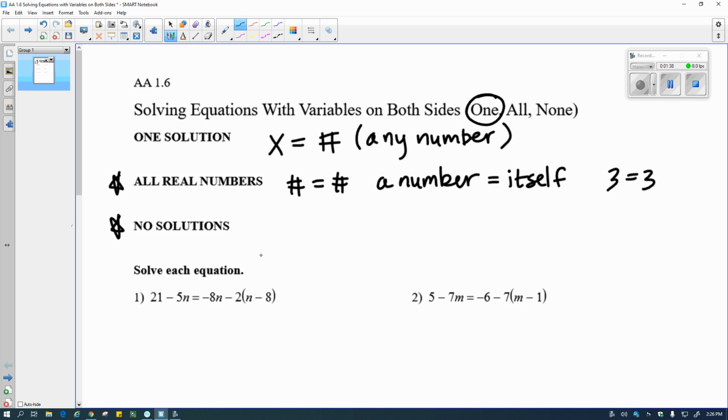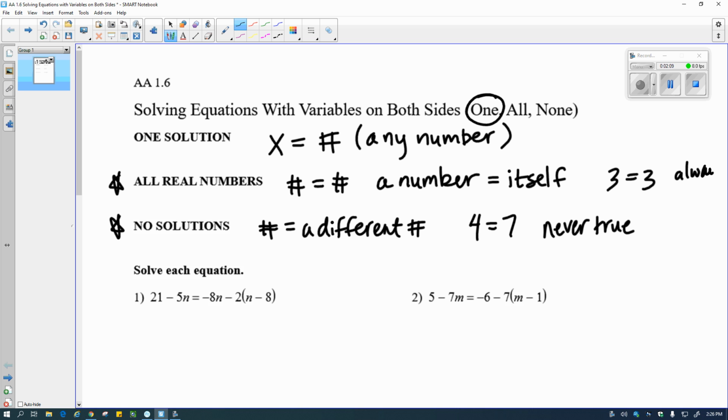Another situation that you can get is a number equals a different number. Something that is never true. So, for example, maybe I'd get 4 equals 7. This is a never true situation, and therefore we have no solutions. Where the one prior to that, the all real numbers, this is always true. When does 3 equal 3? Always. When does 0 equal 0? Always. But when does 4 equal 7? Never. That's never going to happen.